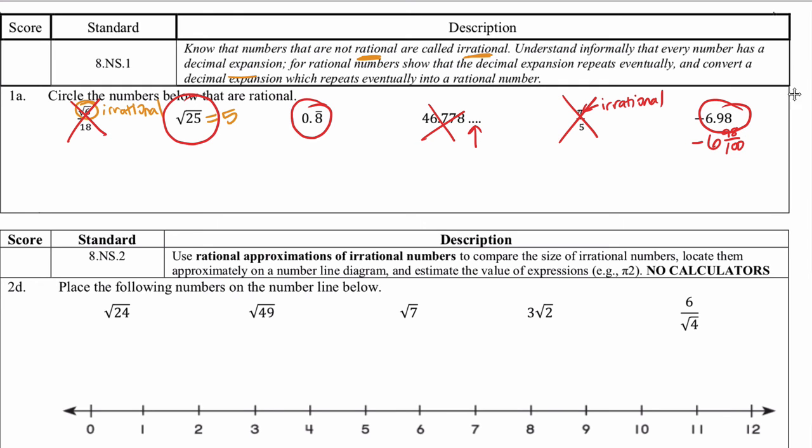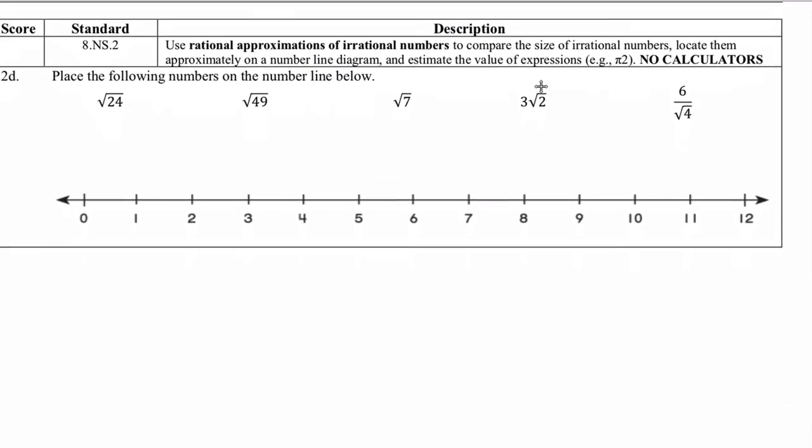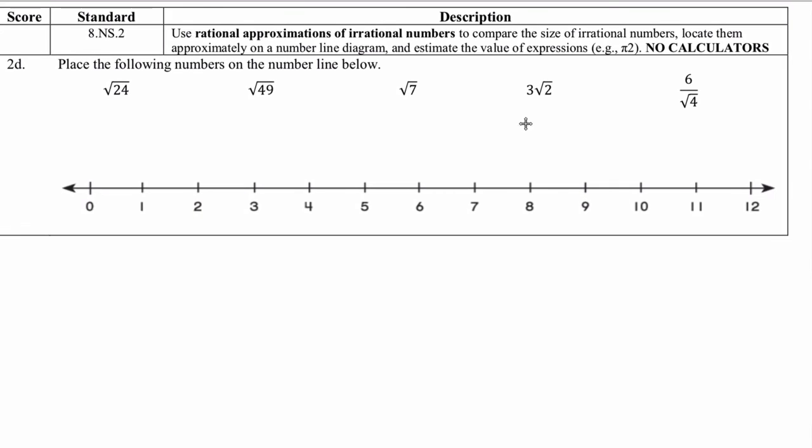All right, down here. Now we're going to place these rational and irrational numbers on the number line. Let's start with what I would call the easier ones. Square root of 49 is 7. Square root of 4 is 2. So that says 6 over 2, which is just 3. So we'll place those ones first. 7 is equivalent to the square root of 49. And 6 over root 4 is 6 over 2, which is 3.